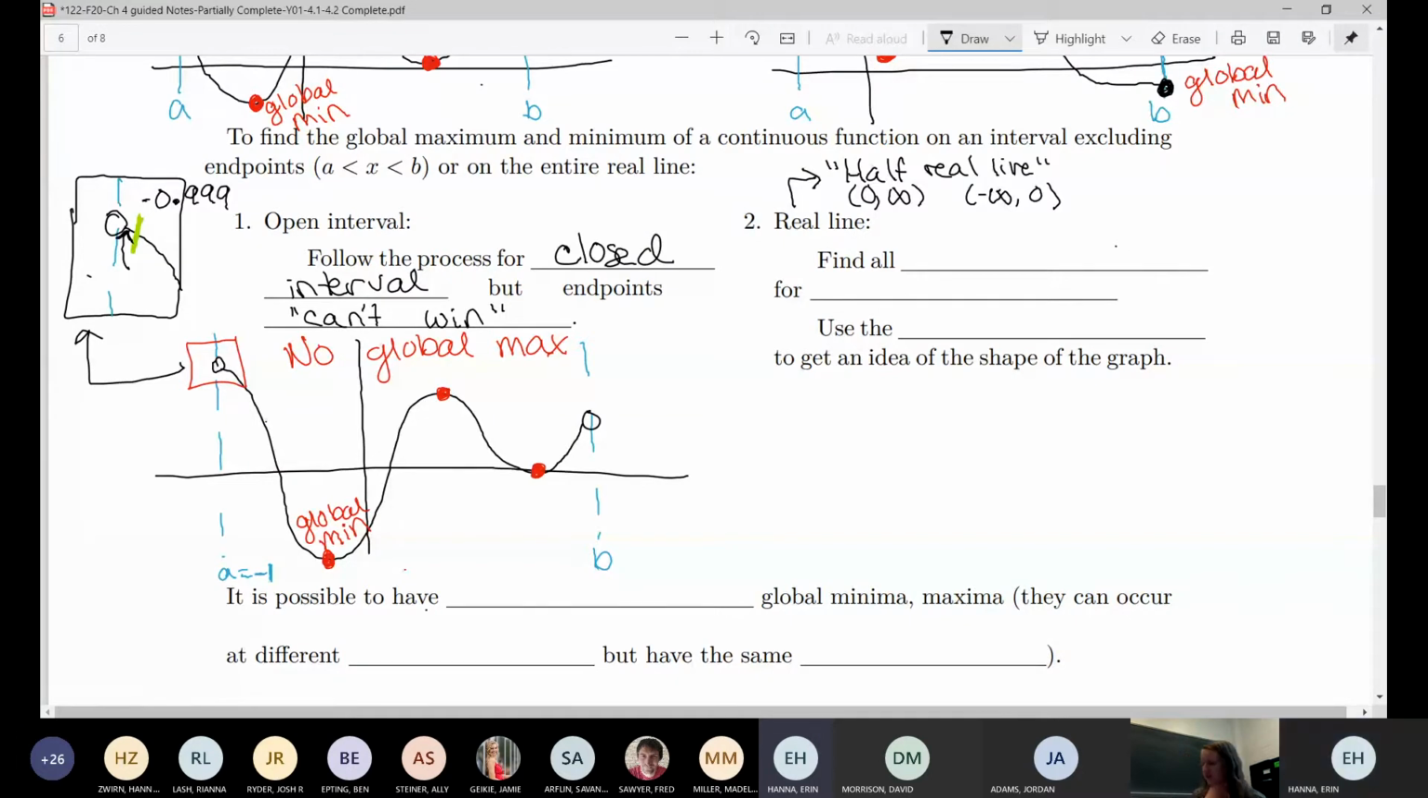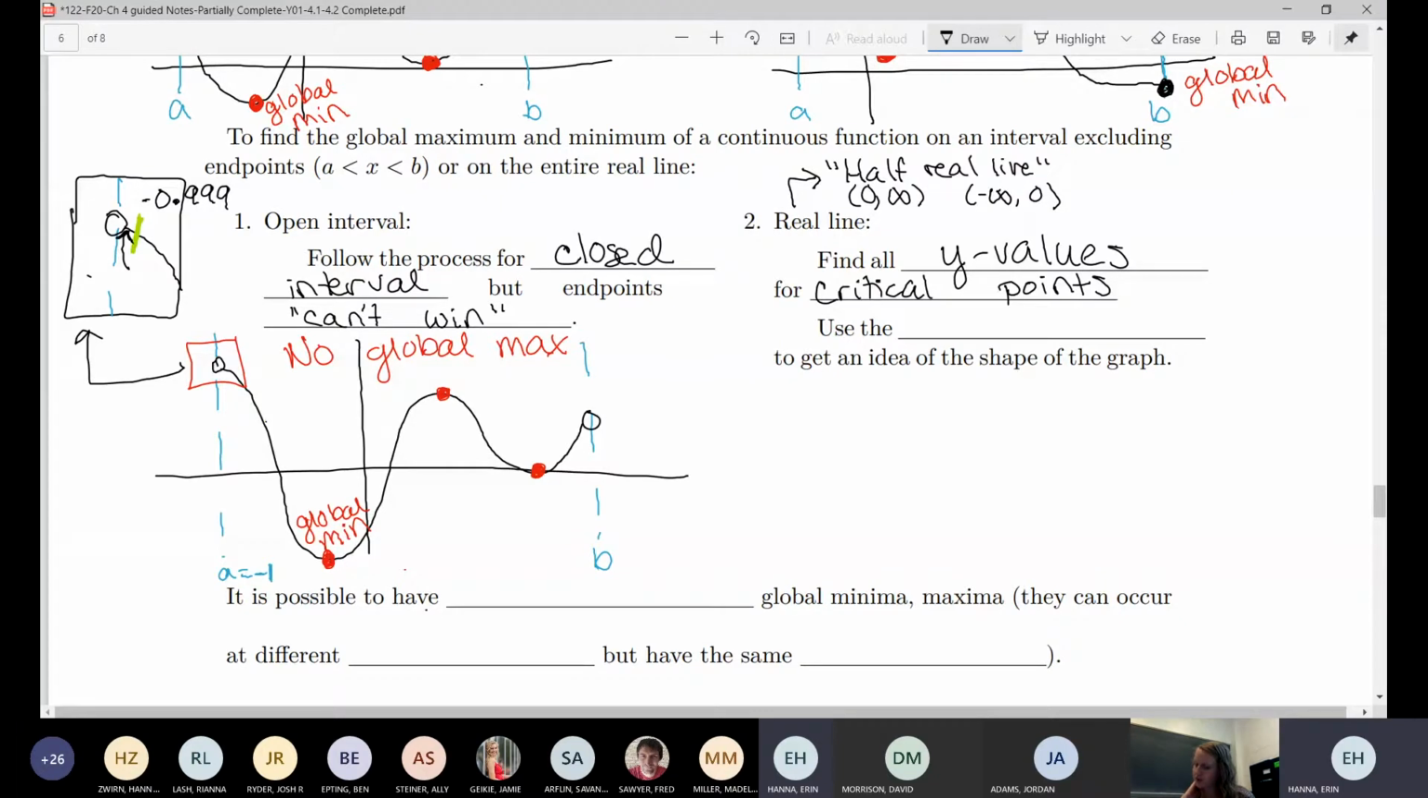Y'all can always tell me to slow down if you need to. So what we're going to do is find all of the y values for the critical points. Now I will say sometimes you don't need them, but it's good to have them in case you do need them, because sometimes you do.